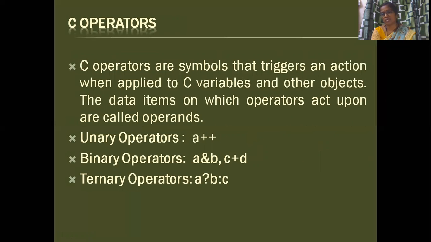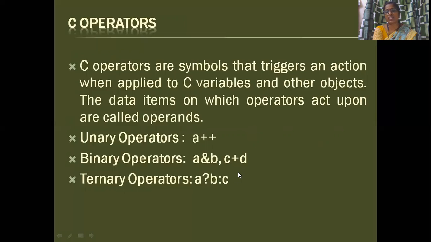And the last token is operators. We know the operators already. Operators are nothing but symbols to perform something. So C operators are symbols that trigger an action when applied to C variables. And other objects, the data items on which operators act upon, are called operands.